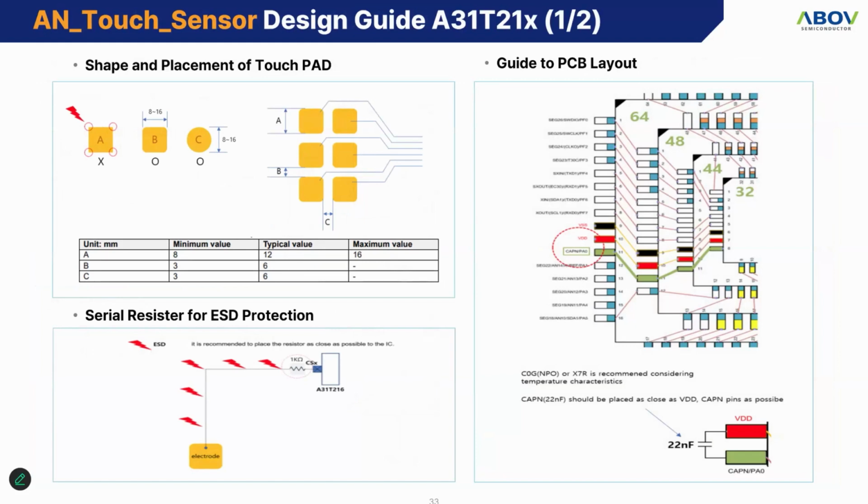The touch sensor design guide covers hardware and layout for touch. The sensitivity depends on its cover thickness, pad size, and capacitance. It's more sensitive if the pad size is bigger, and less sensitive if the cover is thicker. A 22 nanofarad capacitor on the cap pin is crucial for sensing.